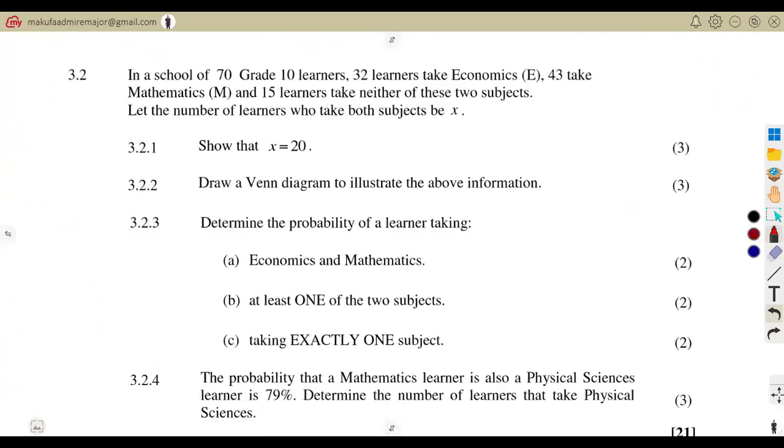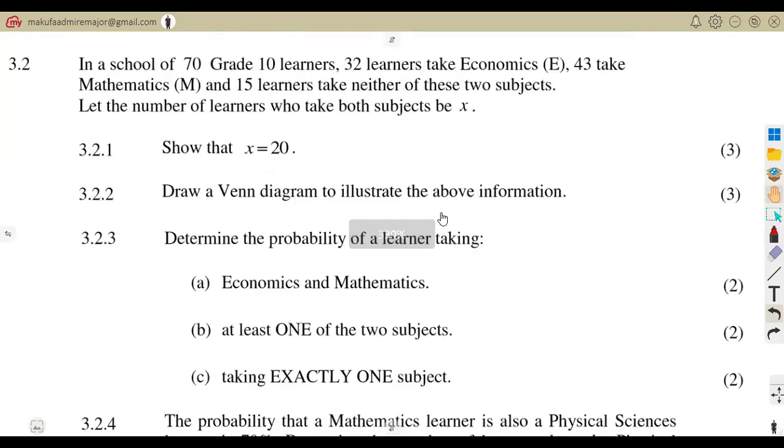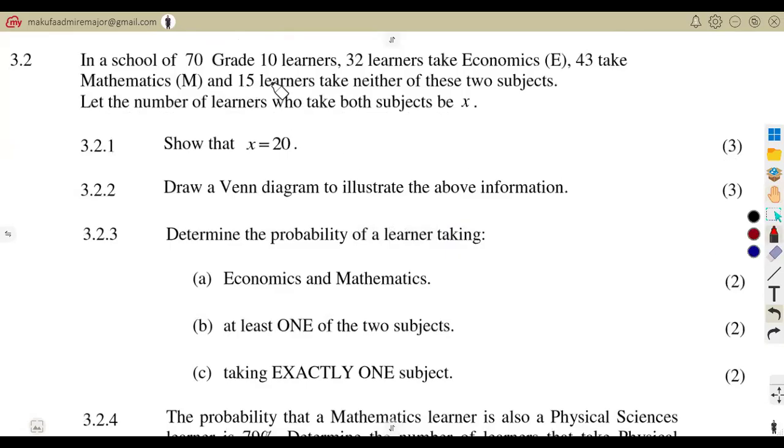3.2. You were given, in a school of 70 grade 10 learners. How many are we having? 70 of them. 32 learners take economics, which is E. 32. 43, they take mathematics, which is M. Then 15 learners take neither of these two subjects, meaning to say they do not take these two subjects.